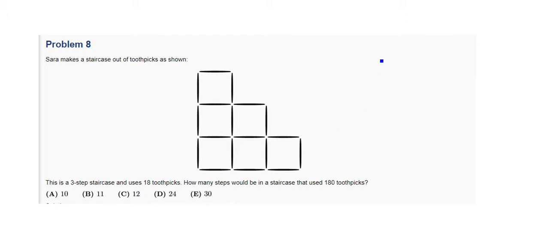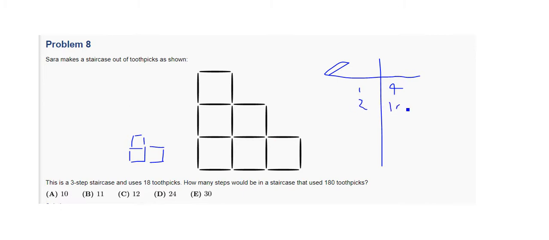Let's create our own table here. If we have a one-step staircase, how many toothpicks do we need? Well, we'd need 1, 2, 3, 4, and there we go, one step. So we need 4 toothpicks. If we had a 2-step staircase, we'd need 4, 5, 6, 7, 8, 9, 10. You need 10 toothpicks. So 2 steps, 10 toothpicks.